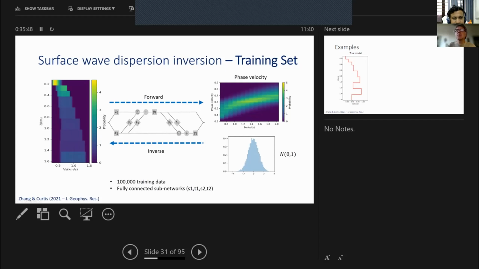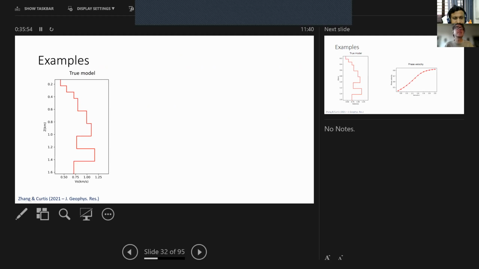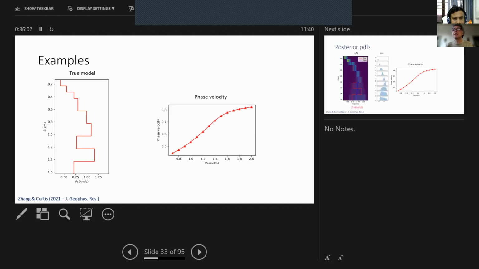Now, once we've done that, we'll have a trained network which we can test. So let's test it. Here's a particular random model. Let's say this was the true model in the Earth. If it was, then the surface waves would travel with this speed. This has been calculated using the forward physics modal approximation.